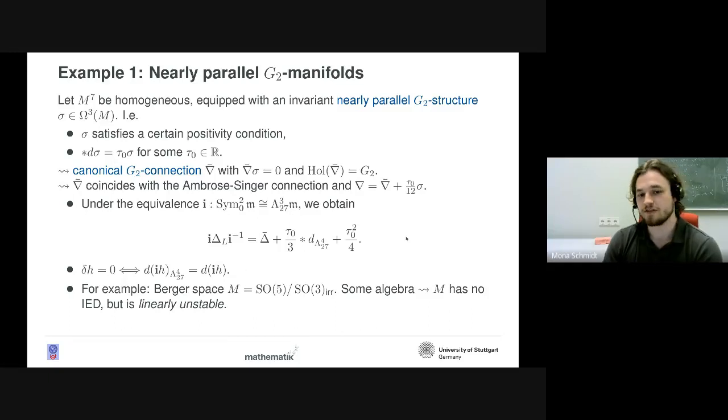But the general strategy is to relate the eigenspaces of the Lichnerowicz Laplacian to subspaces of the eigenspaces of this standard Laplacian here.